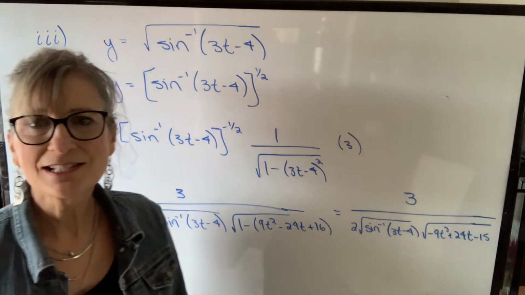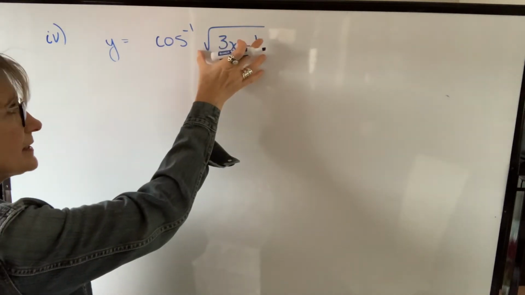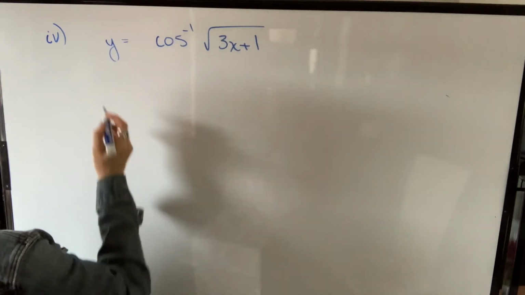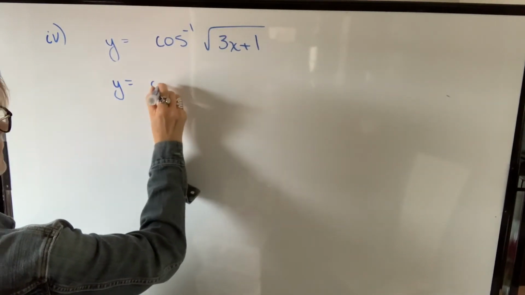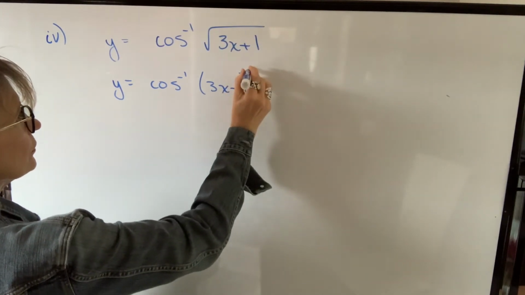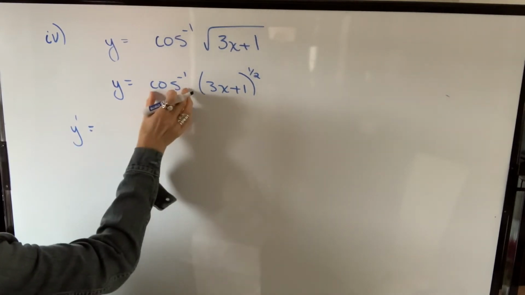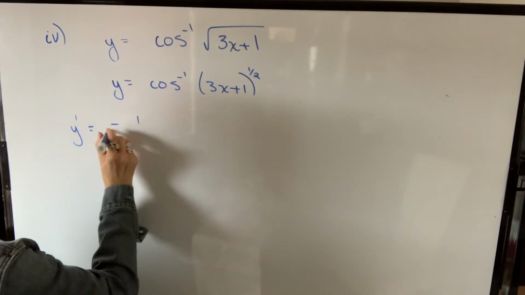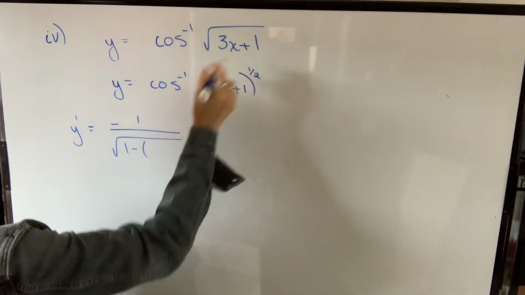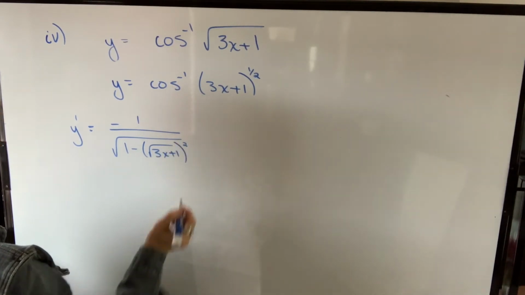Let's take a look at one last example. In this example, we have a power, but the power is inside the inverse cos function. So our outermost function is inverse cos. Before we start, let's rewrite this as inverse cos of 3x plus 1 to the 1/2. So I differentiate it starting with the inverse cos rule. So it's -1 over square root of 1 minus my u, which is square root of 3x plus 1 squared.